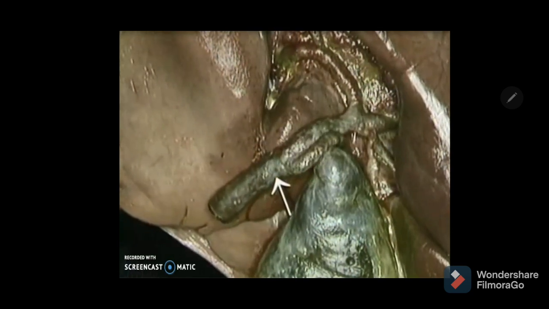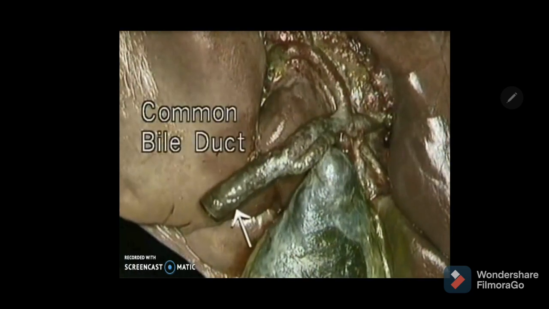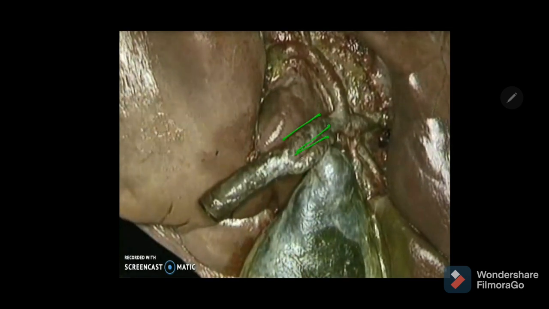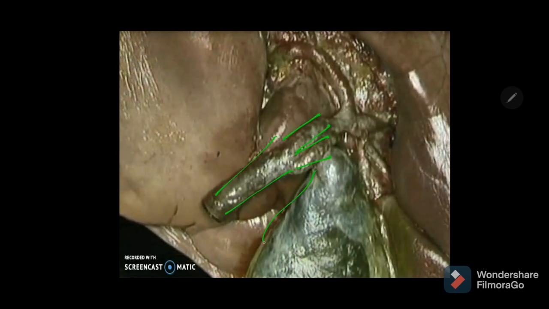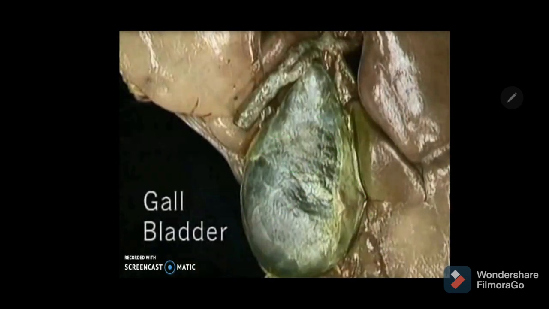So these are the different components there. The common bile duct is there. So the common hepatic duct, cystic duct, common bile duct, and gallbladder. These are the different components.